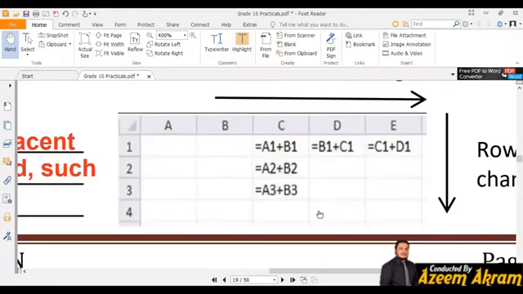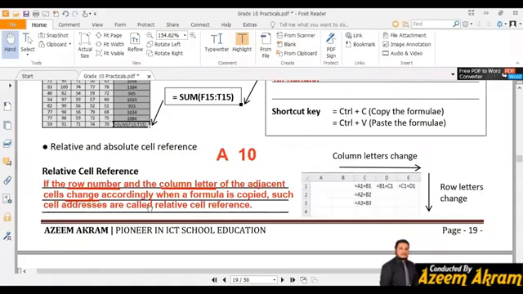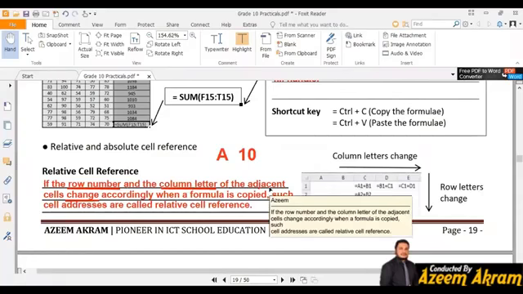Relative cell reference. So what they are saying is, if the row number and the column letter of the adjacent... What does adjacent mean, children? Do you remember? Let me remind you a little. Adjacent, what does it mean? This word will be used in many other places in the O-level paper.